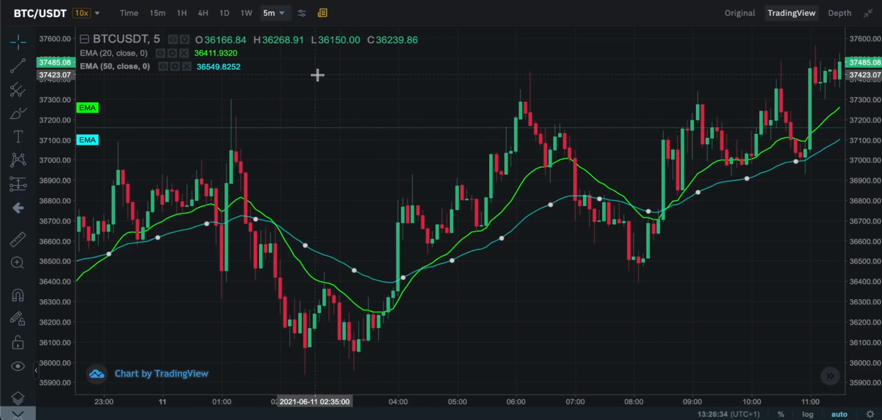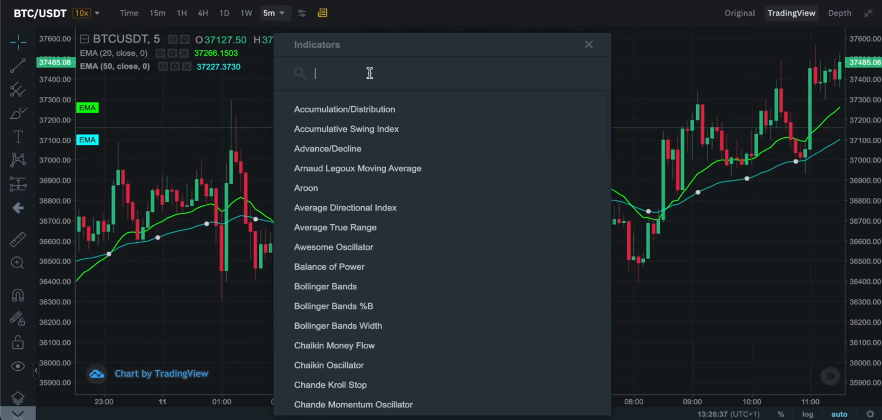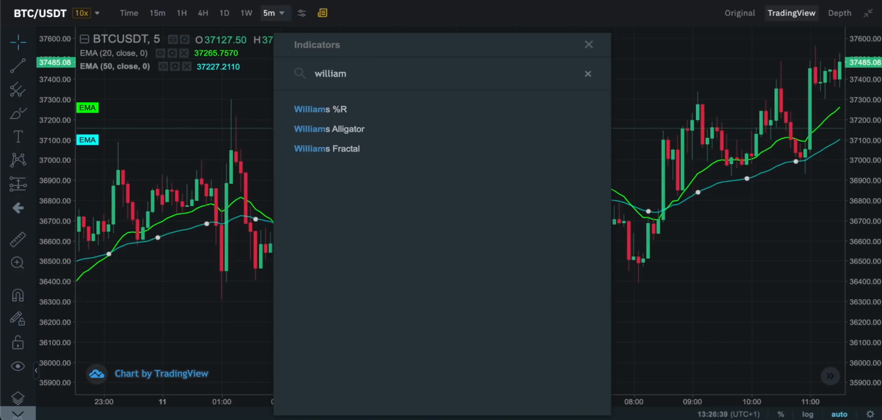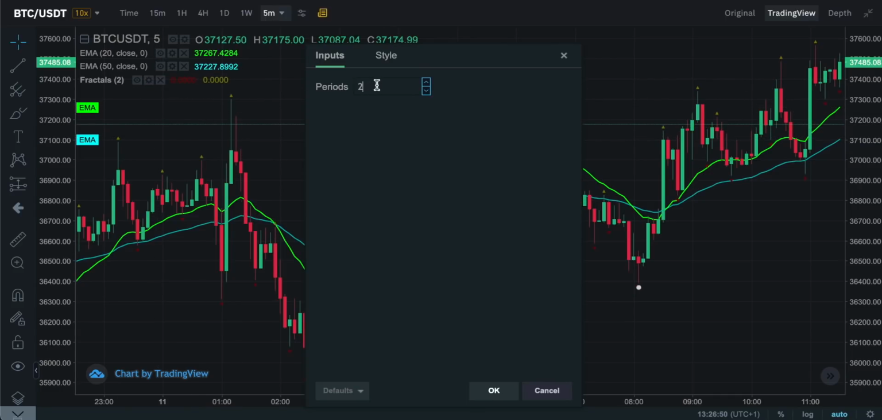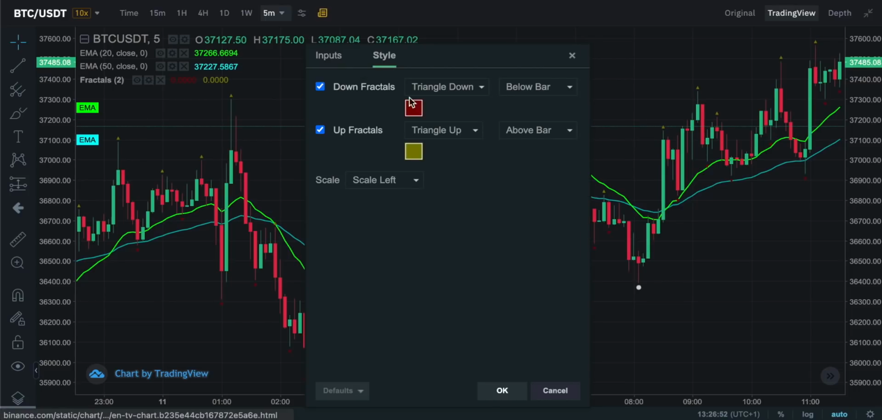Now we want to implement Williams fractals. So come up to your technical indicators once more and type in Williams. Williams fractal will be there. Put it on the chart and you can see some arrows appearing now. We want to keep the Williams fractals in the way that it comes as normal. So set periods to 2 and then change the style.